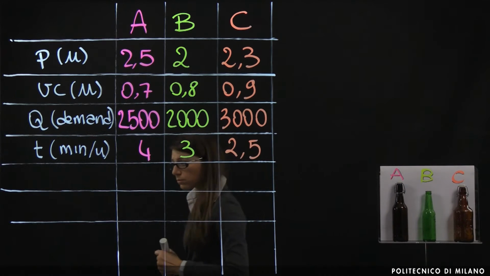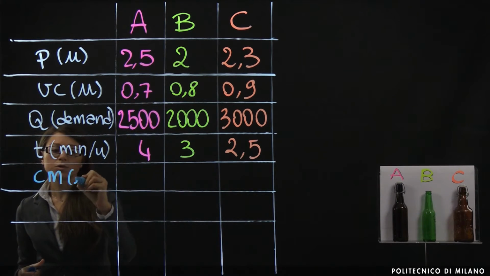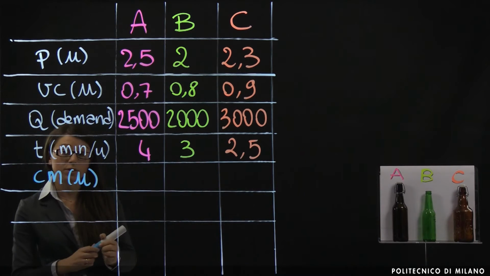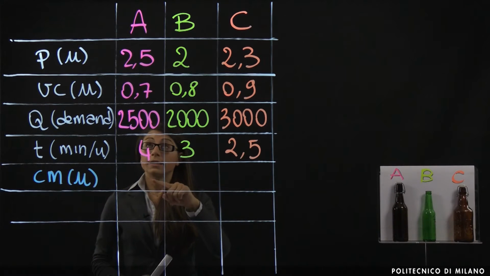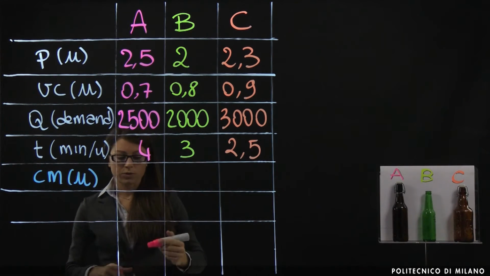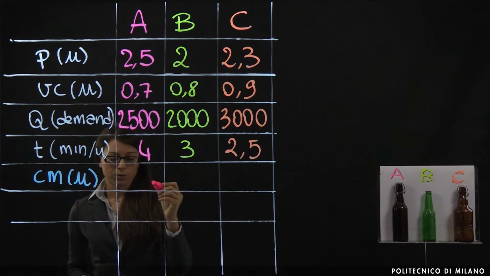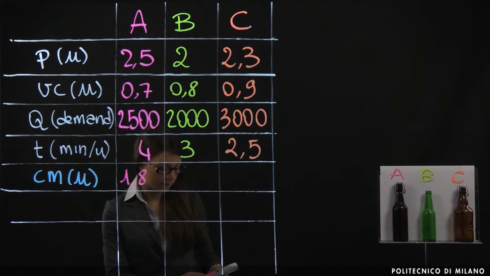So basically, the starting point, as in whatever kind of short-term decision, is the calculation of the contribution margin. So basically what we can do is to calculate the unitary contribution margin for each of the 3 products. We can start from the product A. The contribution margin is the difference between the unitary price and the variable cost. So we will have that the contribution margin for beer type A is 1.8 euros per unit.